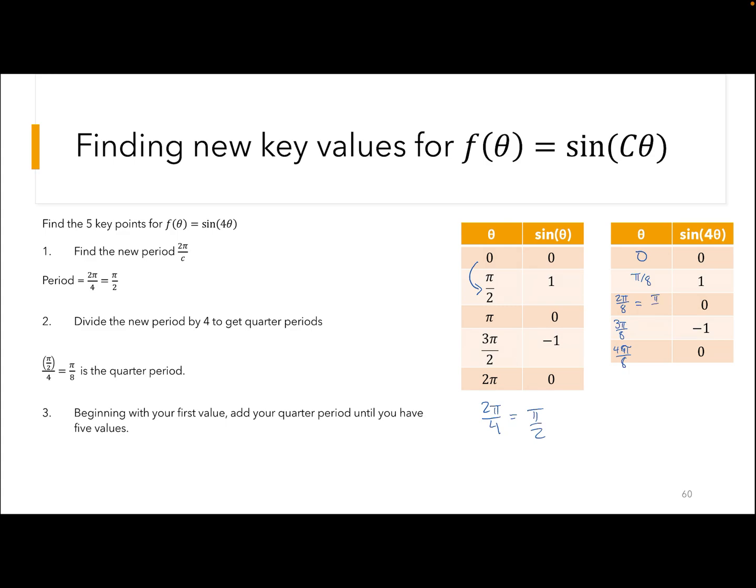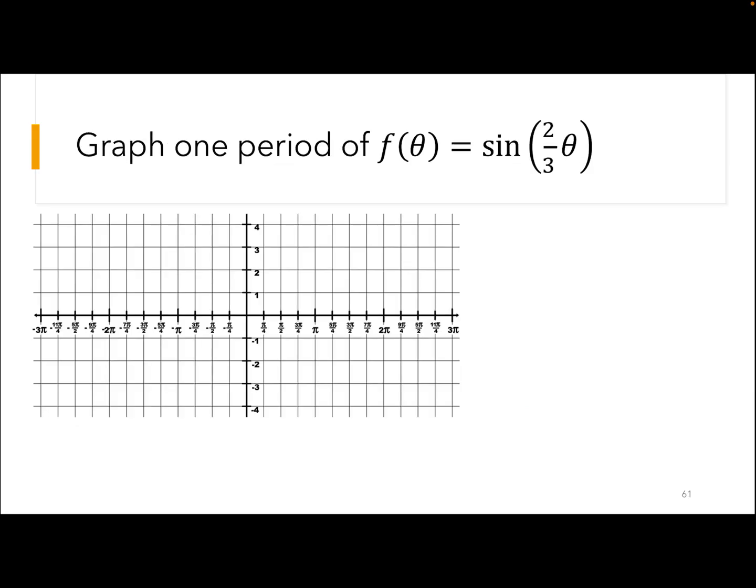So pi over 8 is going to, 2 pi over 8 is going to be the same as pi over 4. 3 pi over 8 will stay the same. And 4 pi over 8 is pi over 2, which again, in radians is 90 degrees. So we see that after 90 degrees, we've completed a whole rotation around the unit circle.